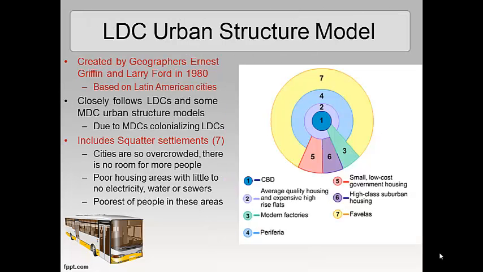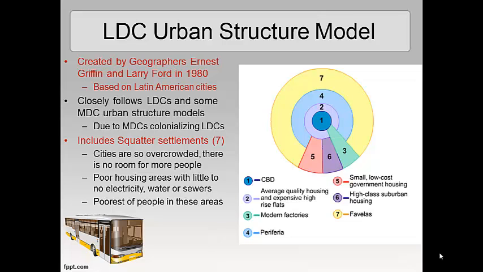Now, there is a model that might help explain the new age urban structure in MDCs and especially in LDCs. This model was created by geographers Ernest Griffin and Larry Ford in 1980. This is our most recent model. It's actually based specifically on Latin American cities. Do note, this closely follows LDCs and some MDCs, and here's the reason why. MDCs colonized LDCs. Therefore, they took the same urban structure models and applied them to these colonial settlements.